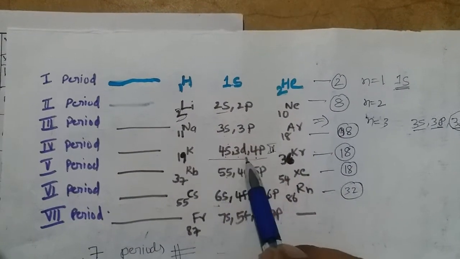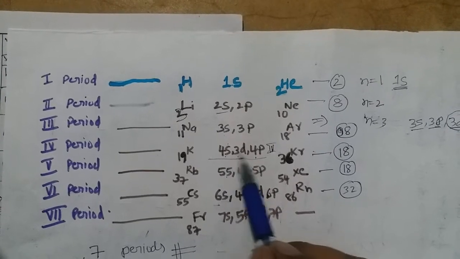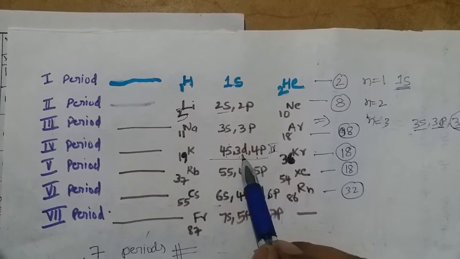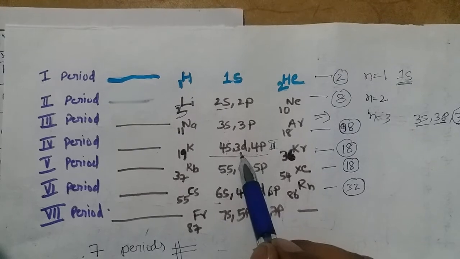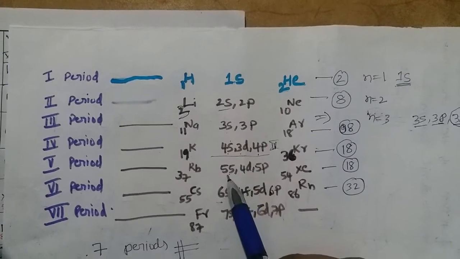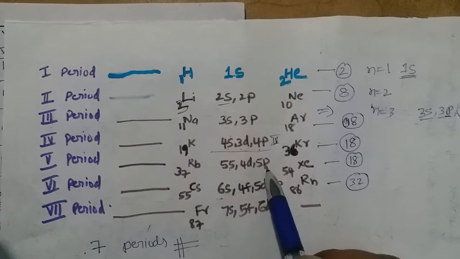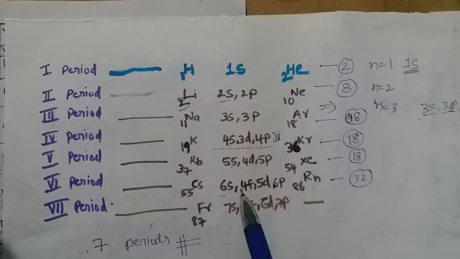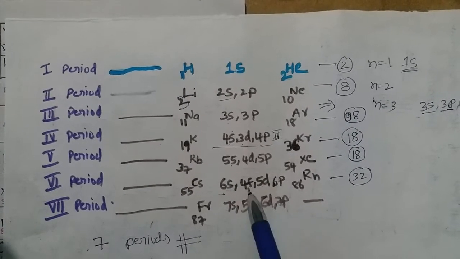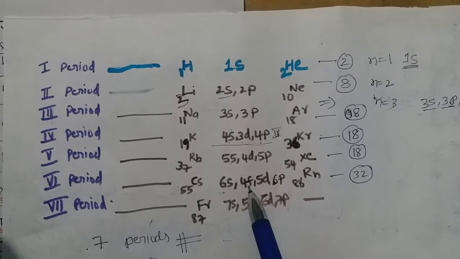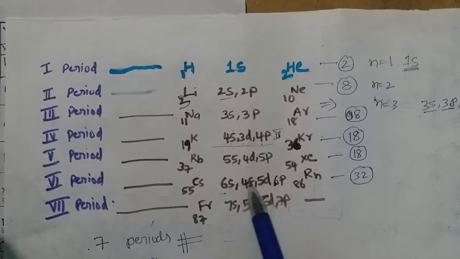In the fourth period we have s block, p block and d block elements also. In the fifth period also we have s block, p block and d block. And in the sixth and seventh periods, besides s, p, d blocks, we have f block elements also.